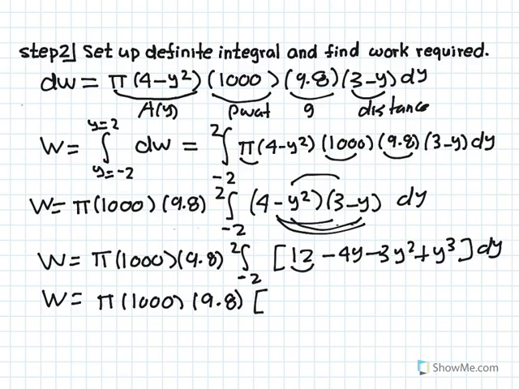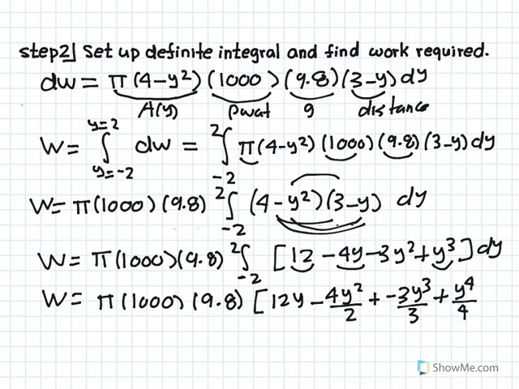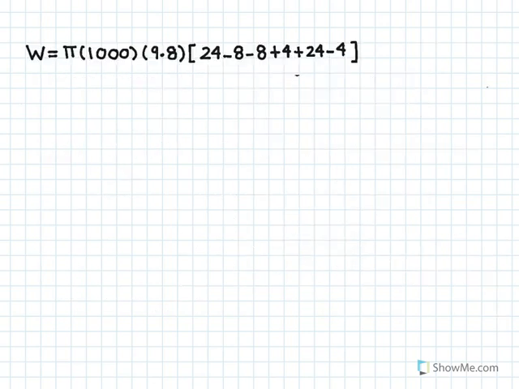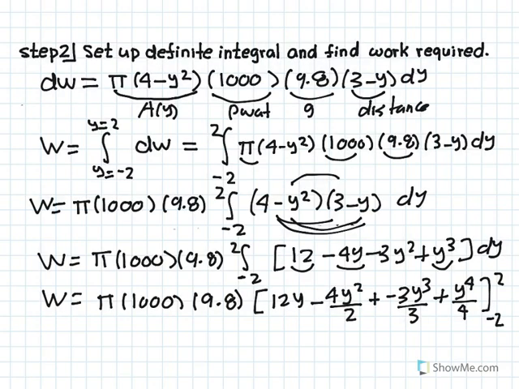What is the antiderivative of 12? That's 12y. What's the antiderivative of minus 4y? That's minus 4y squared over 2, reversing the power rule. And then here we get minus 3y cubed over 3, reversing the power rule again. And the integral of y cubed is going to be y to the 4 over 4. Add 1 to the exponent, divide by the same. Evaluate it from minus 2 to 2. All right, so what we have is work is pi times 1,000 times 9.8. And if we simplify this, apply the fundamental theorem of calculus, plug 2 in, and plug negative 2 in.